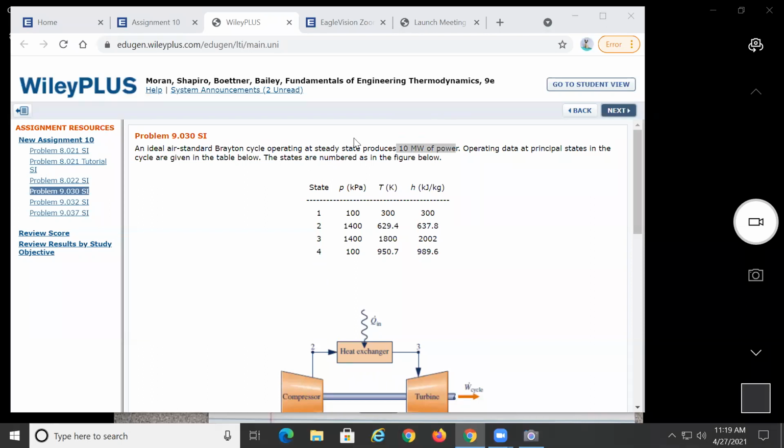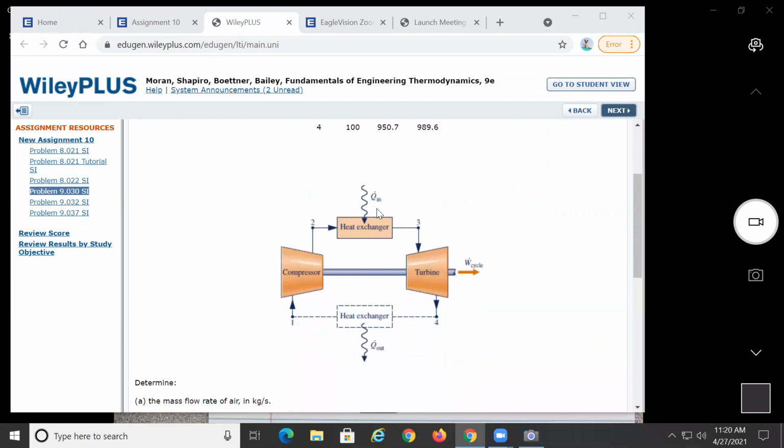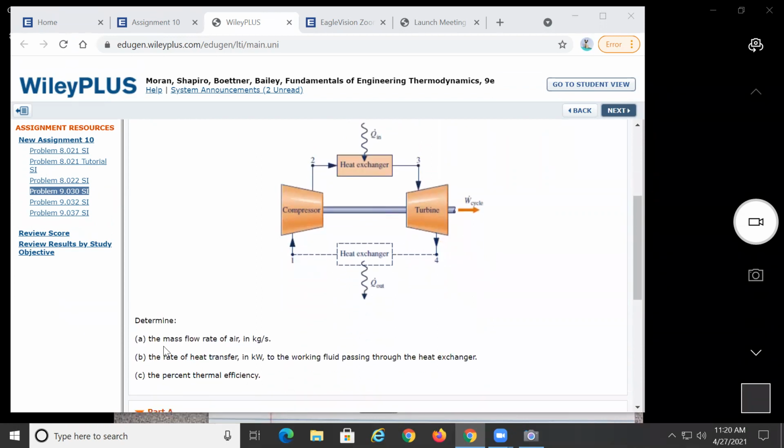All right, so like I was saying, we're doing this problem out of assignment 10. It's a Brayton cycle. It's for air, so an ideal substance. It gives us the power. Operating data at principal states in the cycle are given in the table below. So they give us the data, which is awesome. They ask us to find the mass flow rate of the air in kilograms per second, the rate of heat transfer in kilowatts to the working fluid passing through the heat exchanger.